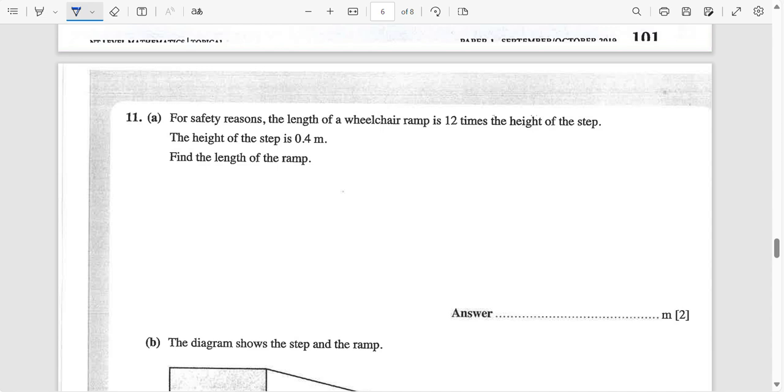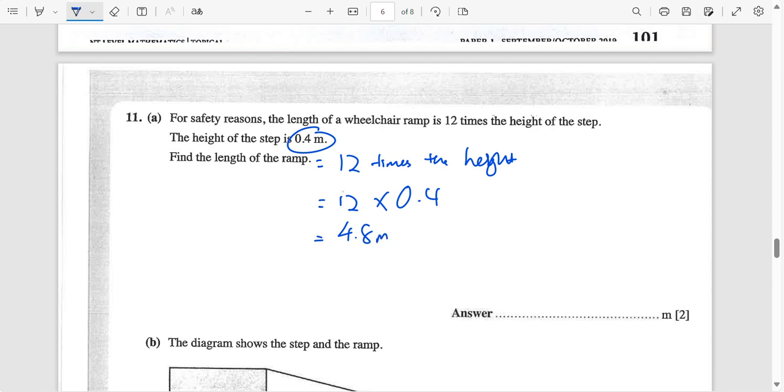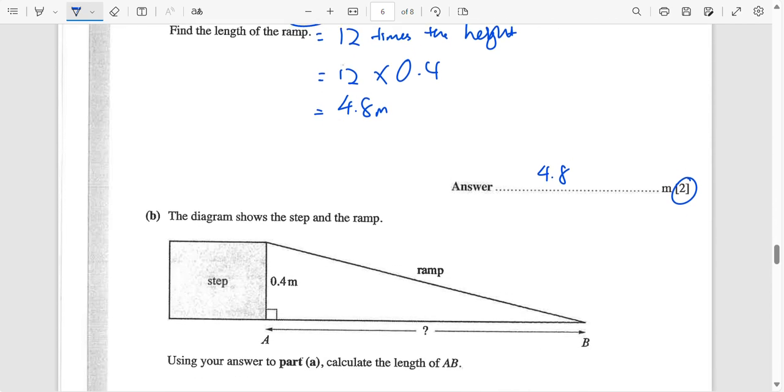Okay, let's look at question 11. For safety reasons, the length of a wheelchair ramp is 12 times the height of the step. The height of the step is 0.4 meter. Find the length of the ramp. Okay, the length of the ramp is 12 times the height. So 12 times 0.4. This one is quite easy. It's just 4.8 meters. So you see, it's 2 marks. So easy. Don't need to think too much.